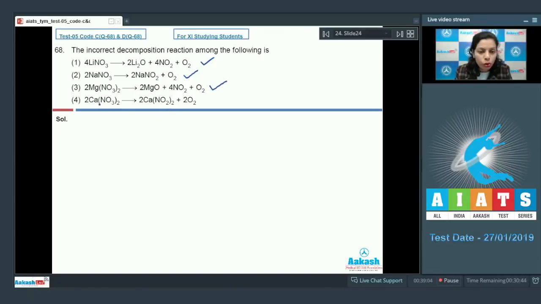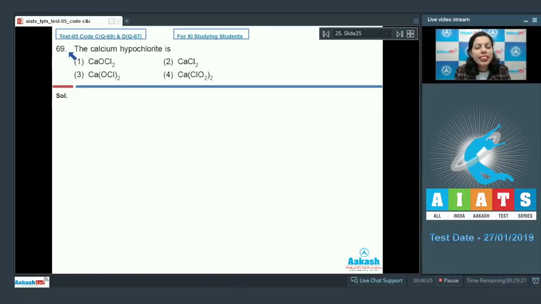And further, if we talk about the fourth one, calcium nitrate is dissociating to form calcium nitrite and oxygen. This is the wrong statement because group 2 elements form their nitrates, and when these nitrates are decomposed they form oxides instead of nitrite. That's why this reaction is wrong, and I'm just choosing it as the incorrect decomposition reaction.